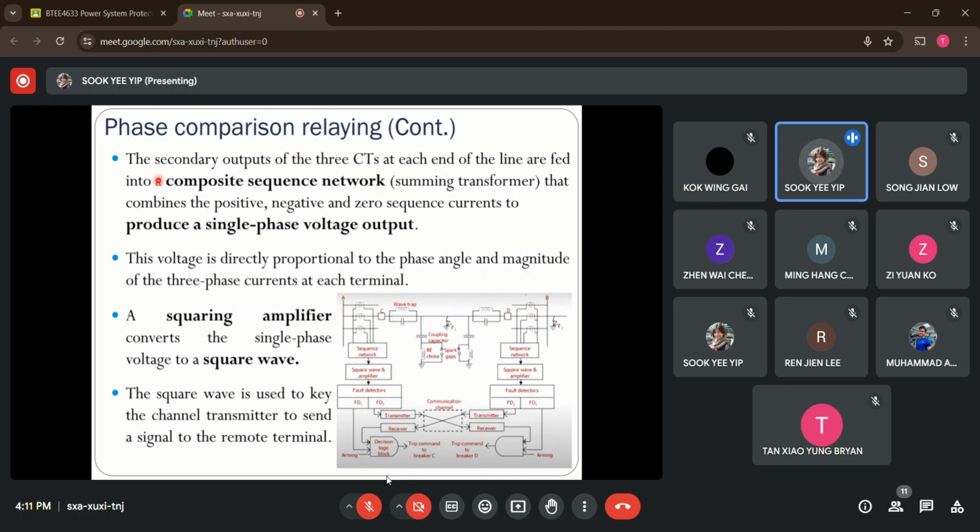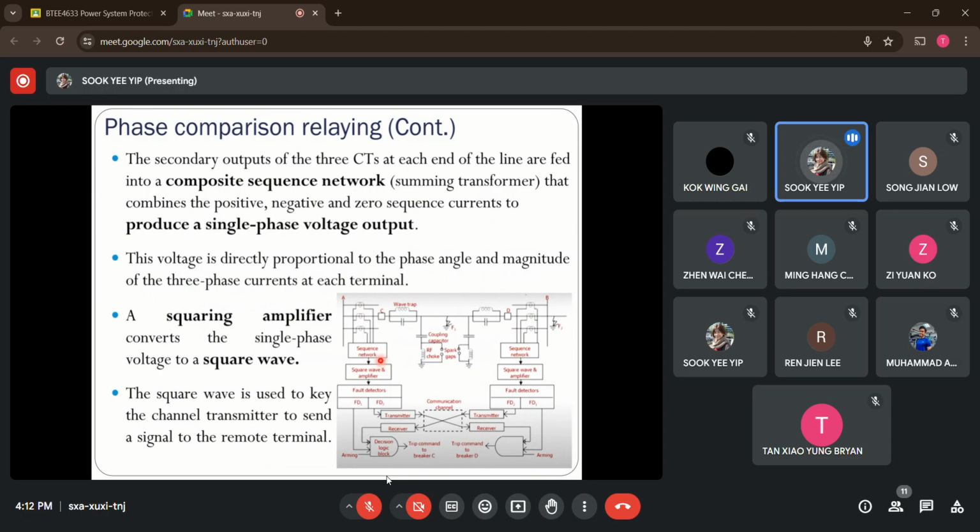So this measured current value will fit into these components known as composite sequence networks. What we have is the summing transformer, so it will combine the positive, the negative, as well as the zero sequence current into one single output, which is the single phase output voltage. So here the output will be the voltage.